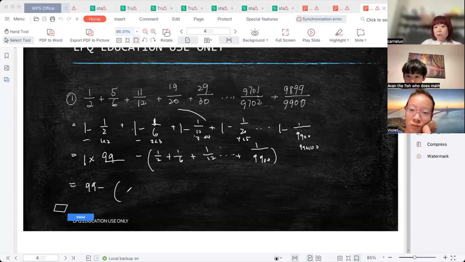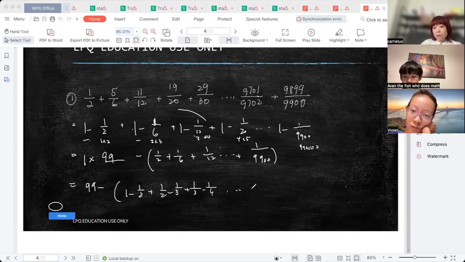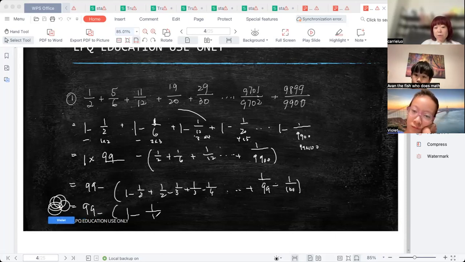So this one we know how to do. 1 minus half plus half minus 1/3 plus 1/3 minus 1/4 and plus all the way to plus 1 over 99 minus 1 over 100, right? Okay, so this one equals 99 minus 1 minus 1 over 100. So equals 99 minus 99 over 100.